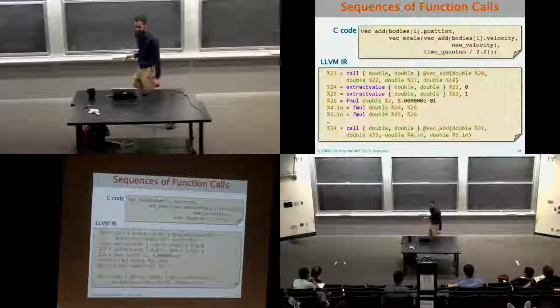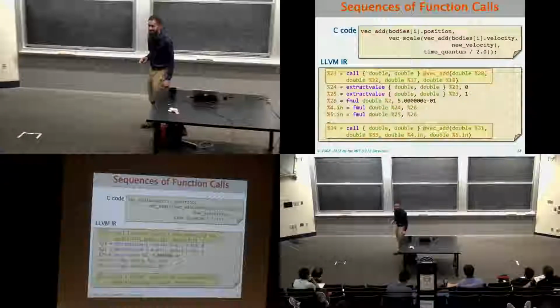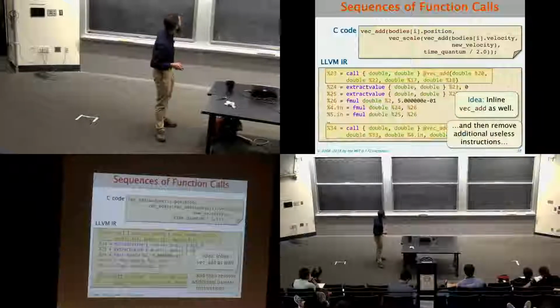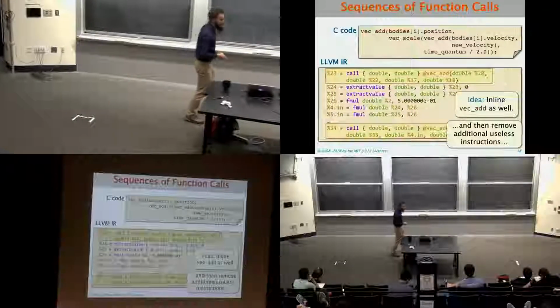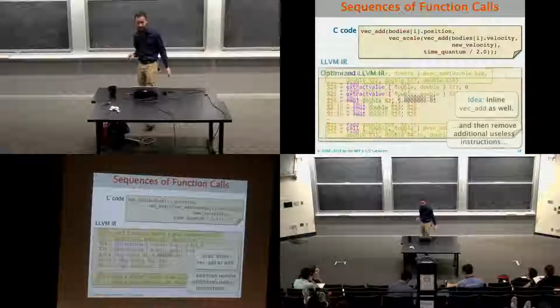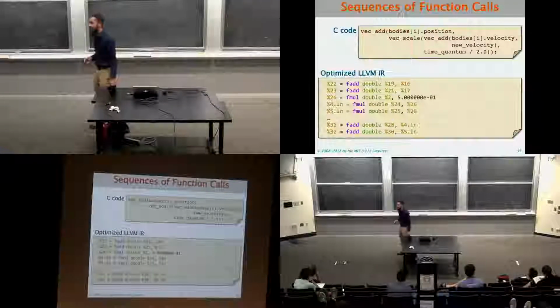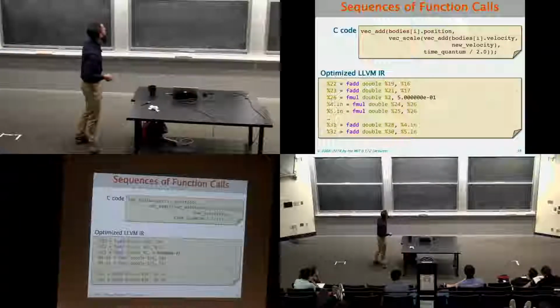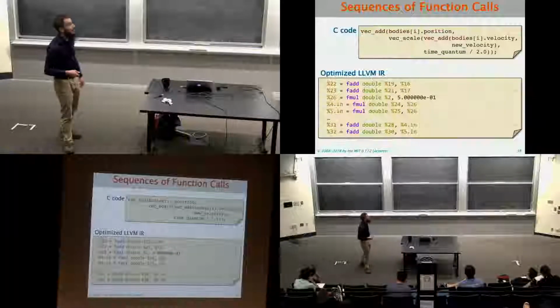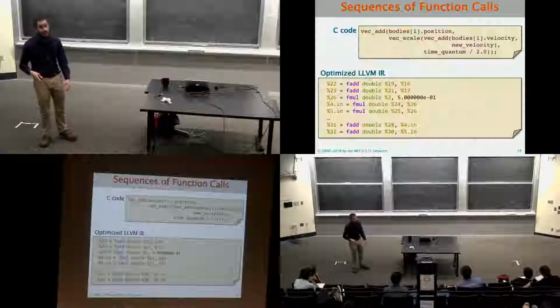Inline it. Do more inlining. Inlining is great. We'll inline these functions as well, and then remove all the additional, now useless instructions. We won't walk through that process, but the result of that process looks something like this. So in the original C code, we had this vec_add, which called a vec_scale as one of its arguments, which called a vec_add as one of its arguments.